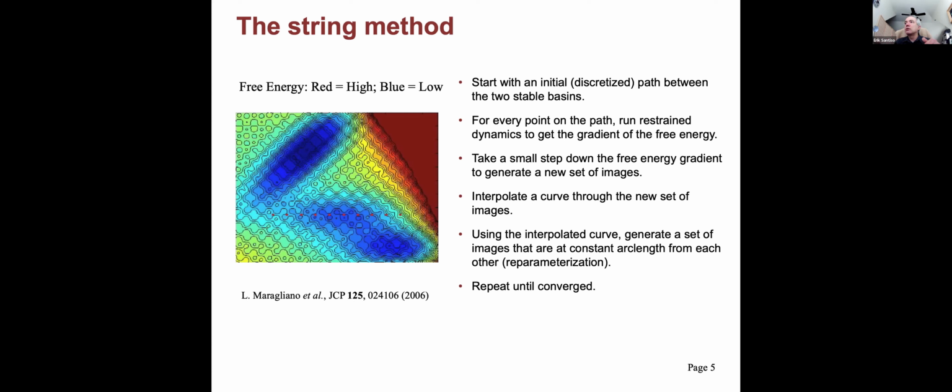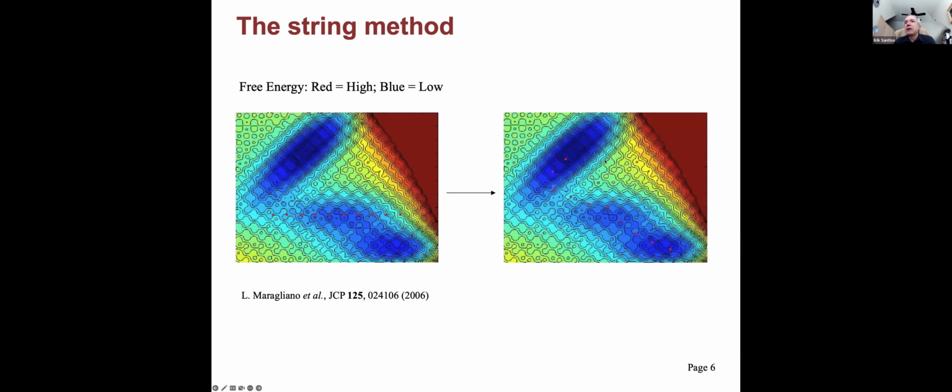What we do is once we have something that is reasonably converged, we try to concentrate images on the nucleation branch because that's the part that we're interested in. But you basically need to do that. And as you repeat that process, eventually that string converges to an approximation to the minimum free energy pathway. And then we can start asking ourselves questions about what is the mechanism by which this is happening, what is the free energy barrier, and so on.